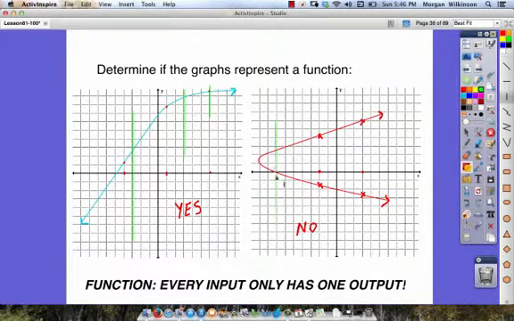On the other hand, a vertical line drawn on our graph on the right hits once, twice. We do it again, this hits once, twice. If that happens, it only has to happen once in a graph to make it not a function. So the graph on the right failed the vertical line test, so it's not a function. The graph on the left passed the vertical line test, so it is a function.